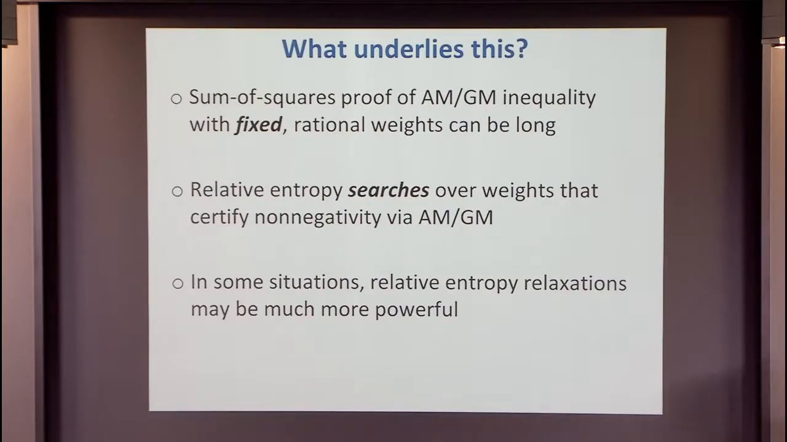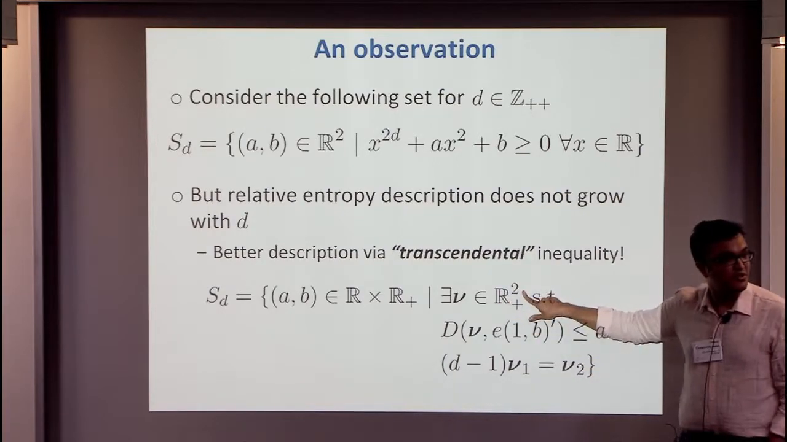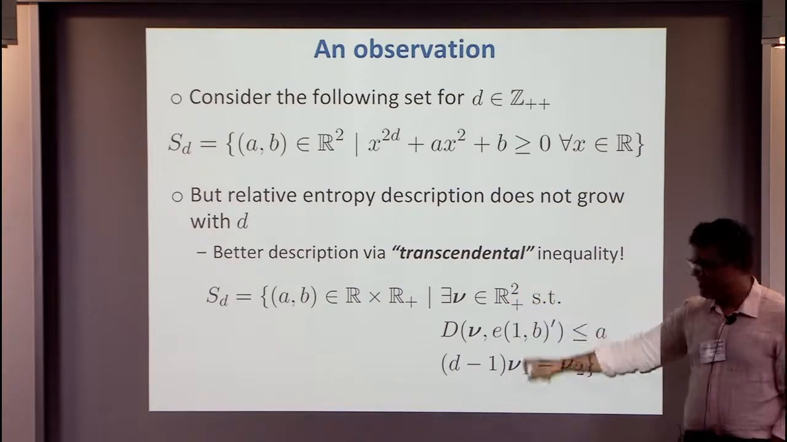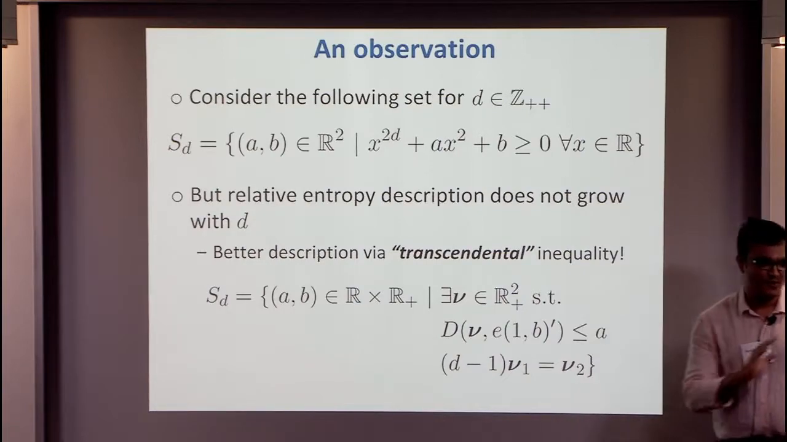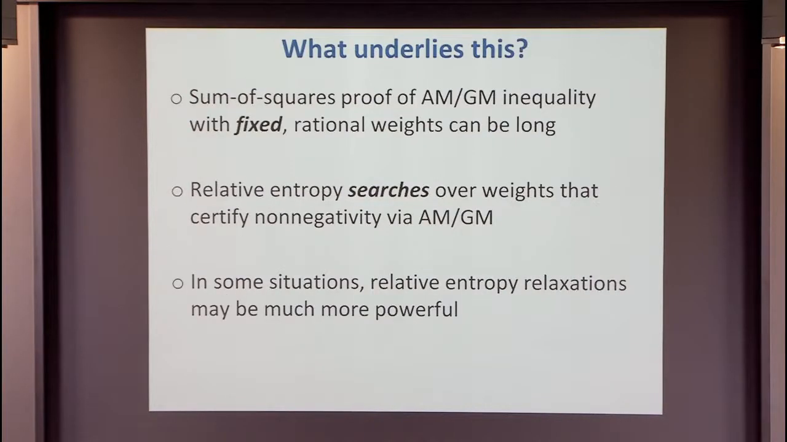Wait, so that equation you said, D minus 1 times nu 1 equals nu 2? Yep. So the only flexibility is the length of the vector, I guess. Nu is in two-dimensional space. So nu 1 is the first coordinate, nu 2 is the second coordinate, nothing else. So the AM-GM proof underneath it is highly unbalanced. Yes, that's exactly it, and that's the last slide of the talk.